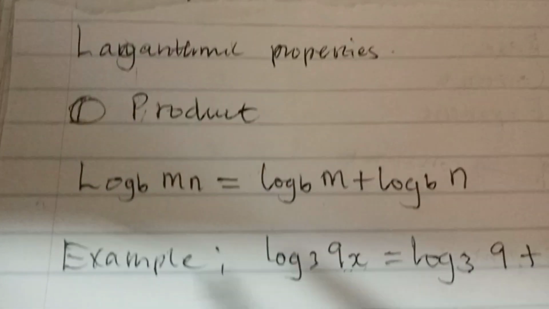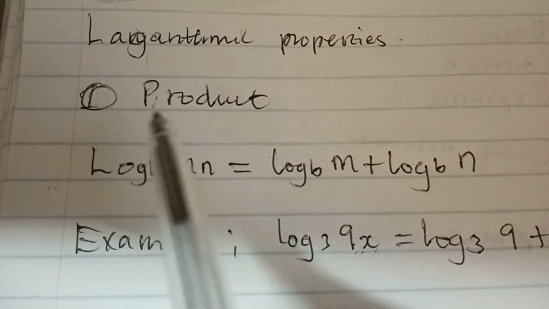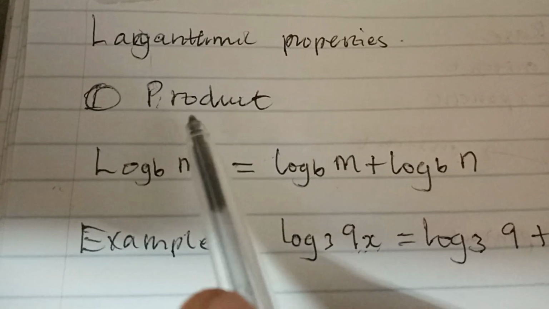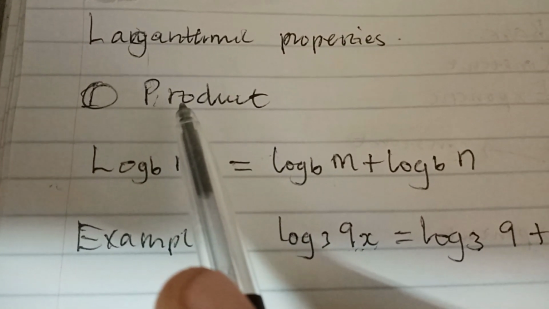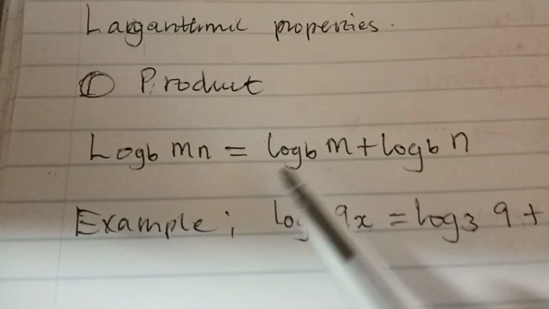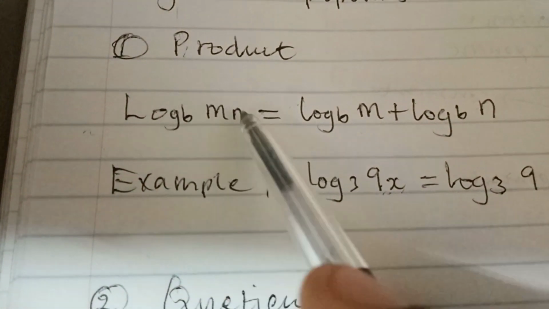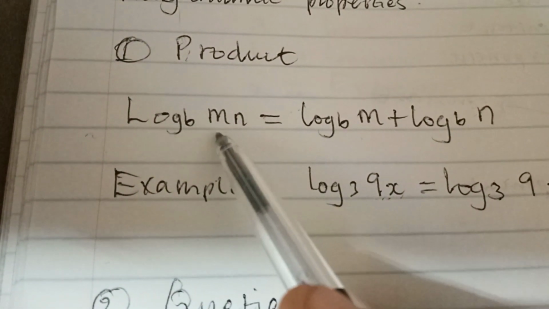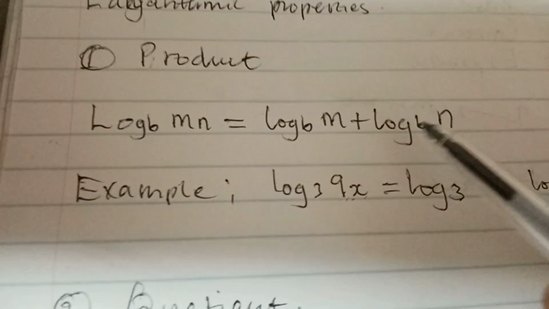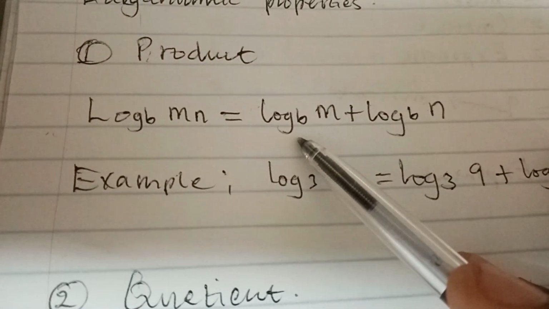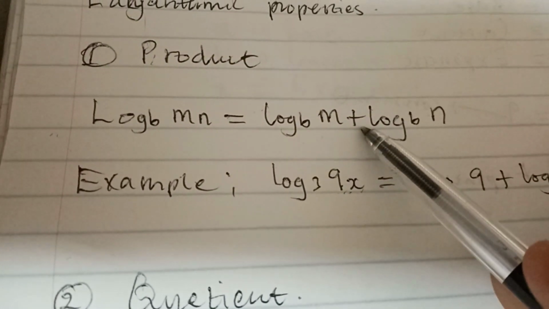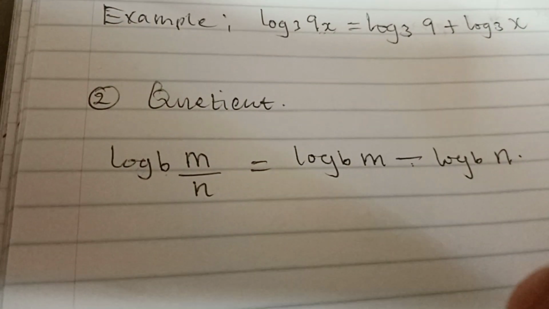But in the first property, we had the property of product, which simply means we are multiplying. So if we're multiplying, we just separate the two by a positive sign. So that's what we have.